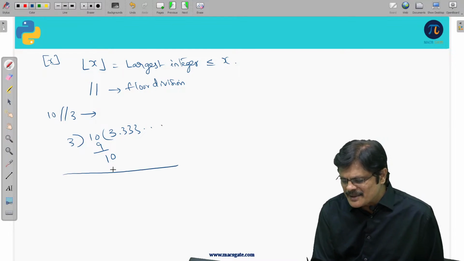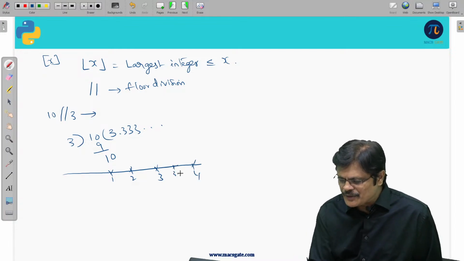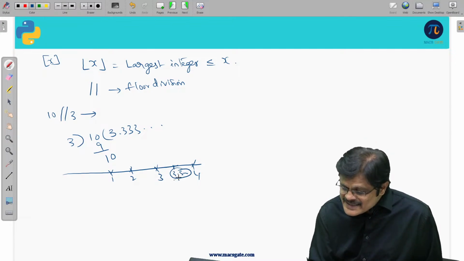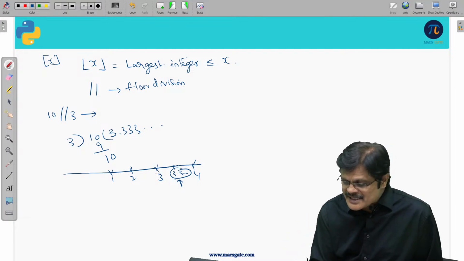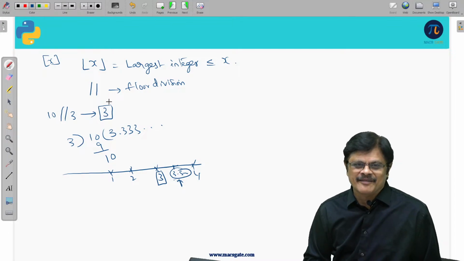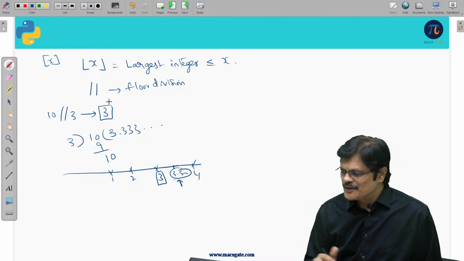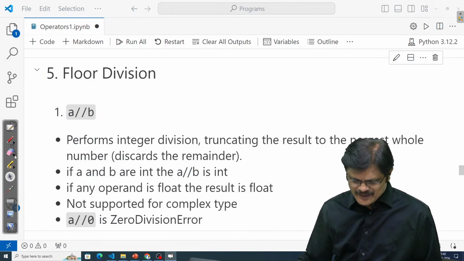So what is this number? When you see 1, 2, 3 and so on, you get 3 point something. What is the greatest integer less than this number? This is not an integer. The greatest integer less than this is 3. So you get the answer equal to 3, my dear friends. This floor division will do that particular thing. Hope you understand.